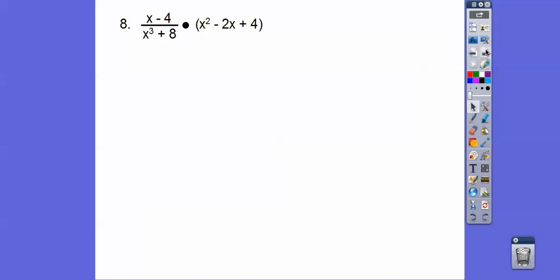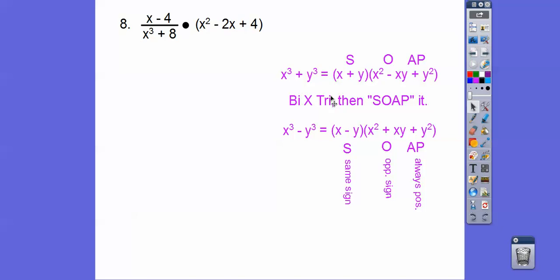Okay, let's see. This is x cubed plus 2 cubed. So when we have a sum of cubes or difference of cubes, then we SOAP it. Do we remember that? We do a binomial times a trinomial, and then we SOAP it. The S stands for same sign, so the same sign as this. This is the opposite sign, and this is always positive or always plus, okay? So bi times a tri, let's do that right there. And then I made this over 1 right there, and then the things that are being cubed go in the bi, so x plus 2 goes in there.